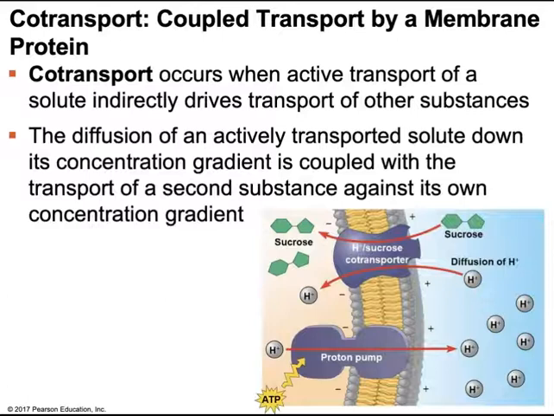In this example, the proton pump acts as an electrogenic pump by actively pumping protons out of the cell. This creates a voltage across the membrane and was done using energy. H plus can then diffuse down its concentration gradient through the H plus sucrose co-transporter. As it moves down its concentration gradient without any energy, it pulls the sucrose along with it as a co-transporter.